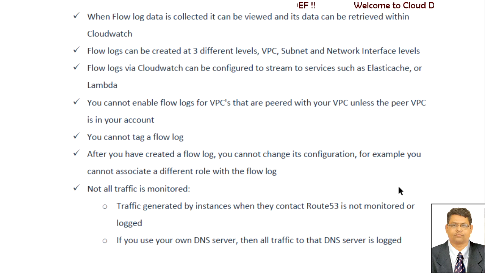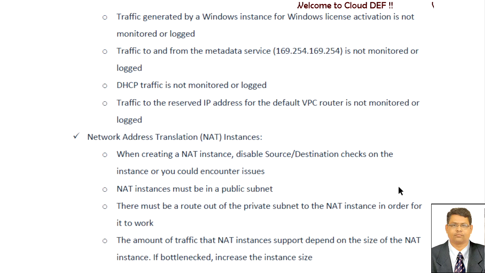If you use your own DNS server, then all traffic to that DNS server is logged. Traffic generated by a Windows instance for Windows license activation is not monitored or logged. Traffic to and from the metadata service, 169.254.169.254, is not monitored or logged. DHCP traffic is not monitored or logged. Traffic to the reserved IP address for the default VPC router is not monitored or logged.